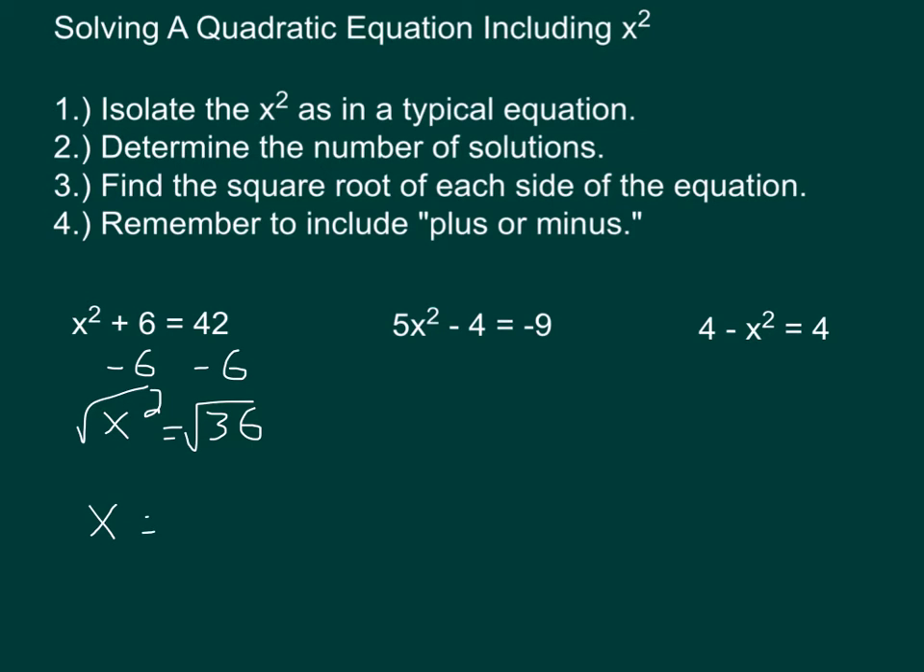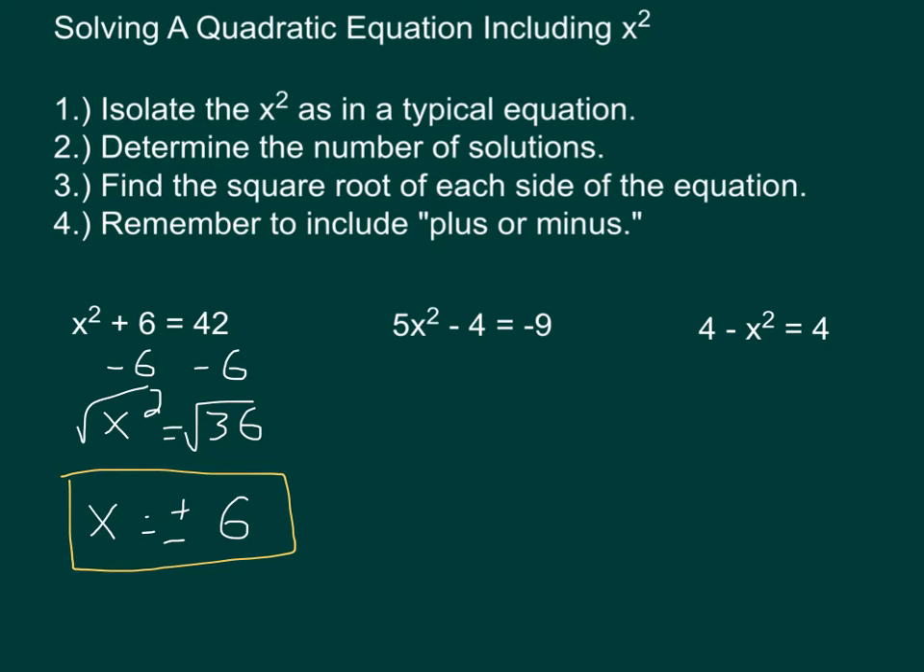The square root of 36 is 6, and I have to make sure that I include plus or minus. When we put in a square root, we need to include plus or minus. This is something that's going to come up later, and we have to do it now as well. All right, so let's see if we can follow this process for the next couple of examples.